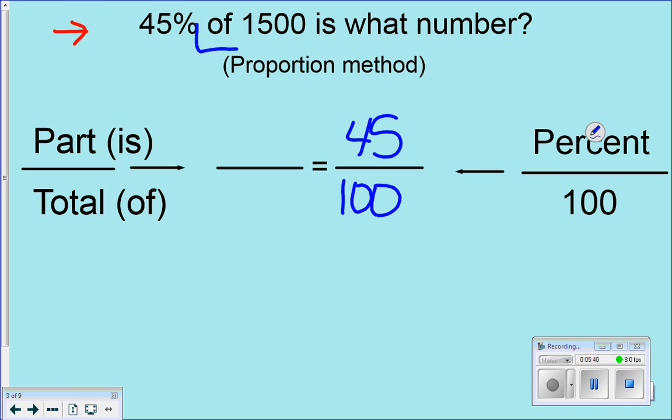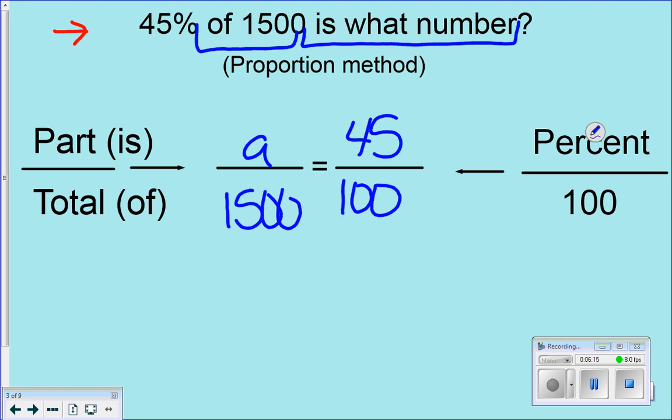See how I have of 1500 is what number? Do you see that? Okay, so what is the one thing I don't know up here? Yes, the is. If I don't know the is, guess what can go in is's spot? X, A, B, C, D, whatever variable you want. And of is what? Yep. So what's happening here is I'm looking for part of 1500. I'm looking for what 45% is of this. So I'm looking for this part right here.